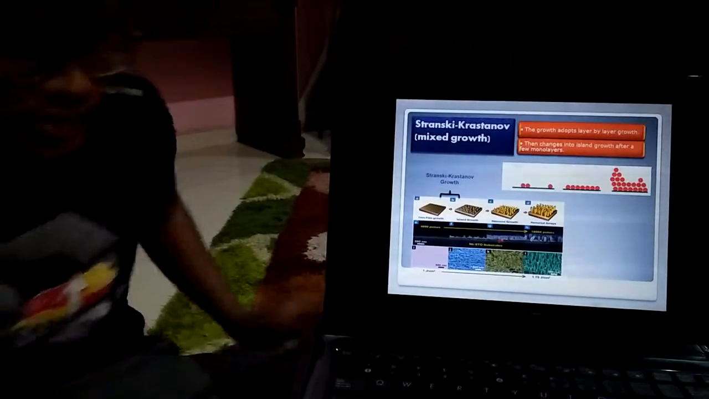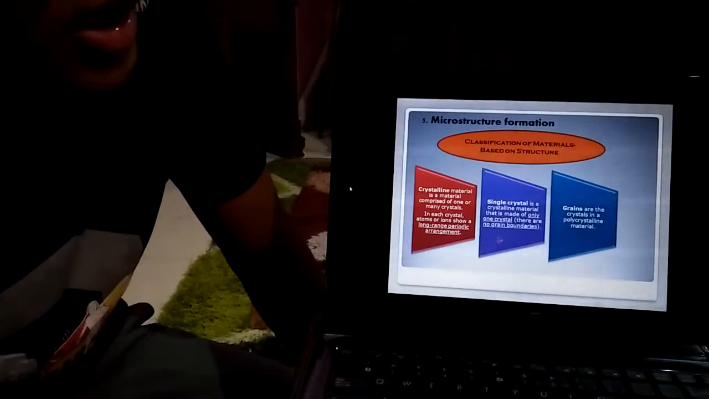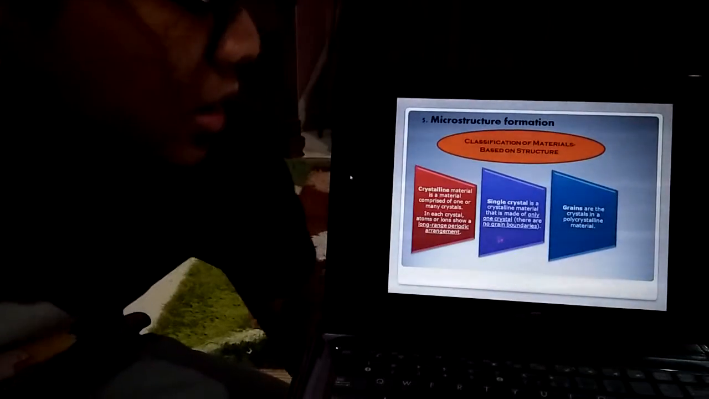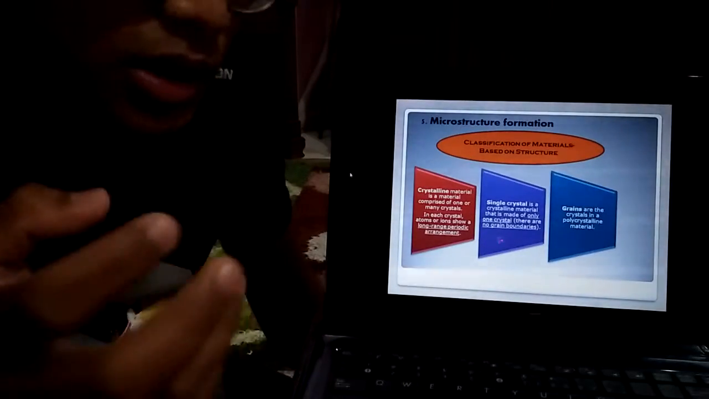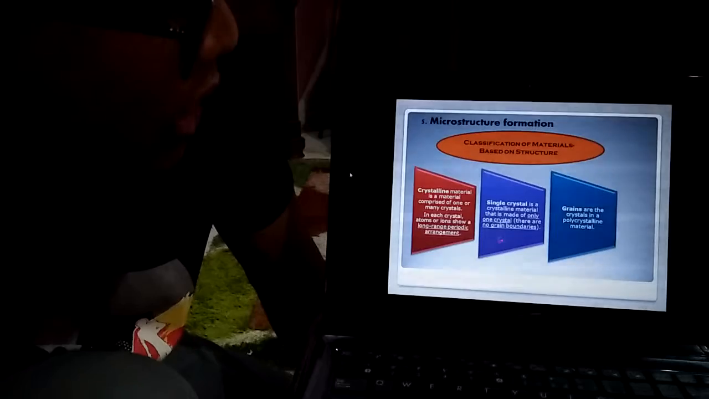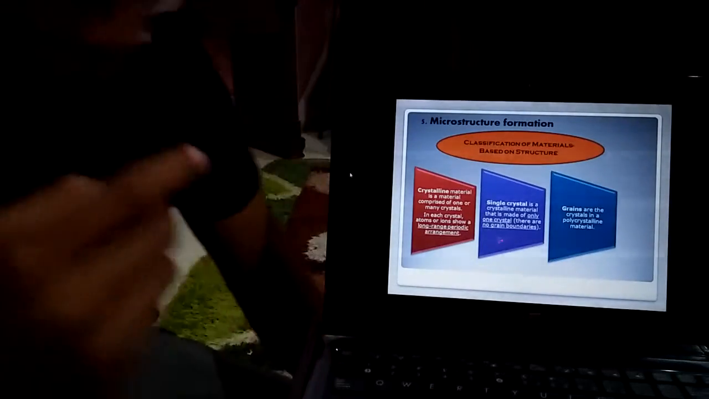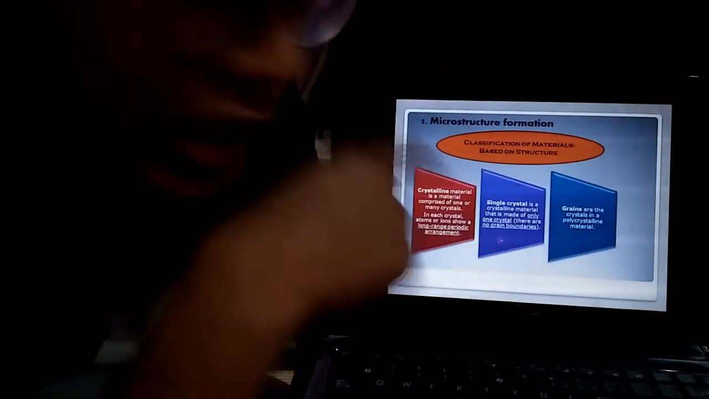Alright, moving on. Okay, microstructure formation. This is the fifth step of the nucleation growth. Okay, there are three classifications of materials based on structure. The first one is crystalline. The second one is single crystal. Last but not least is the grains.